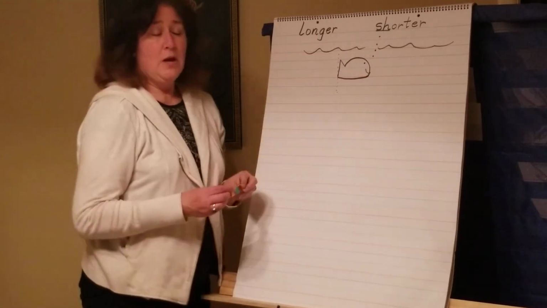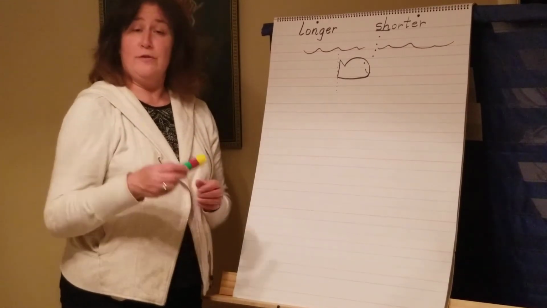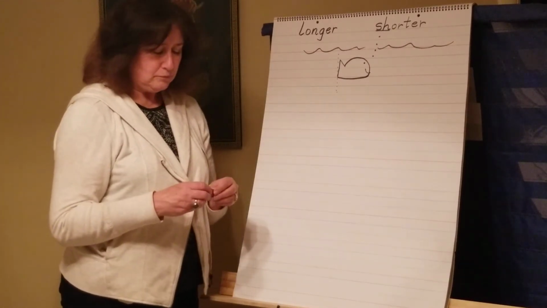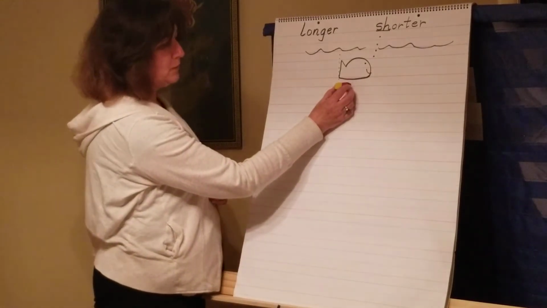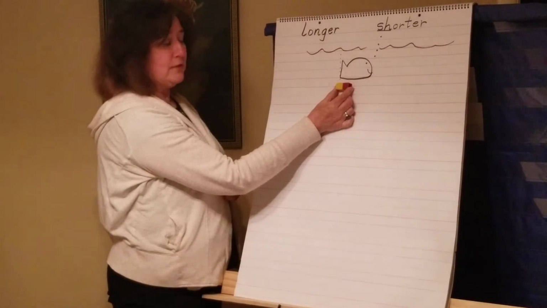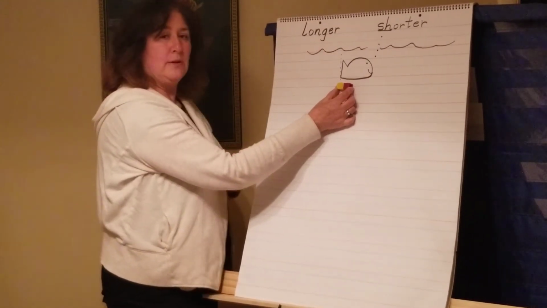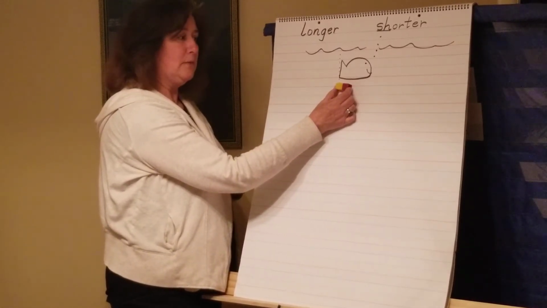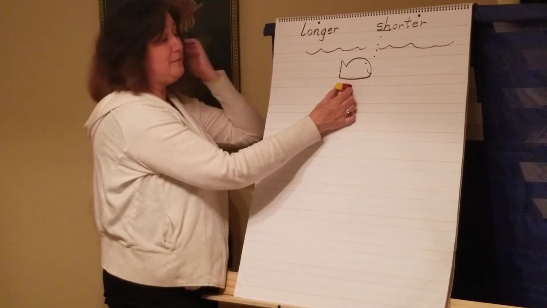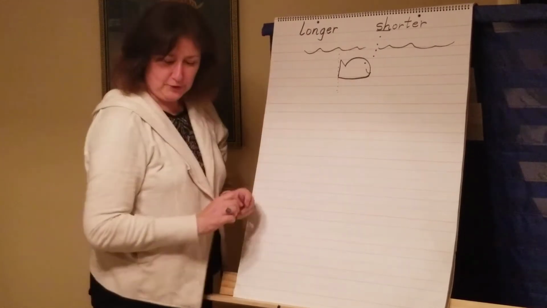Now I could make a Unifix cube train that is shorter than the fish. Maybe I could only do 2 Unifix cubes. That Unifix cube train is shorter than that fish. That means it doesn't have as much length as the fish does. Or I could make a Unifix cube train that's longer than the fish.